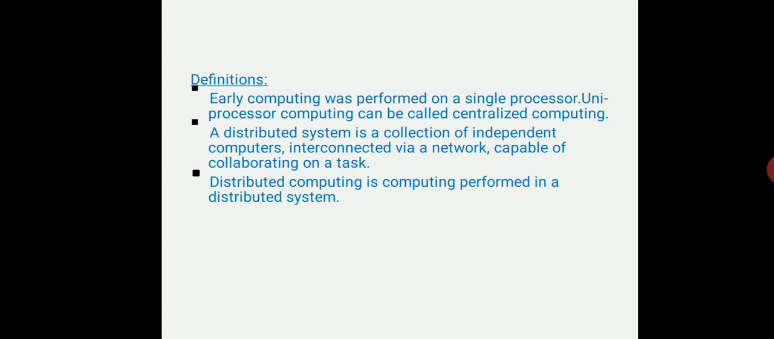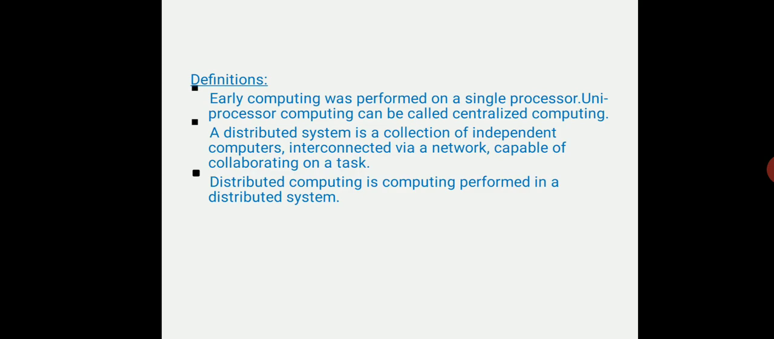Let us come to the definition. Early computing was performed on a single processor. It is called uniprocessor or monolithic computing. It makes use of a single CPU to execute one or more programs. So monolithic computing means making use of a single processor.